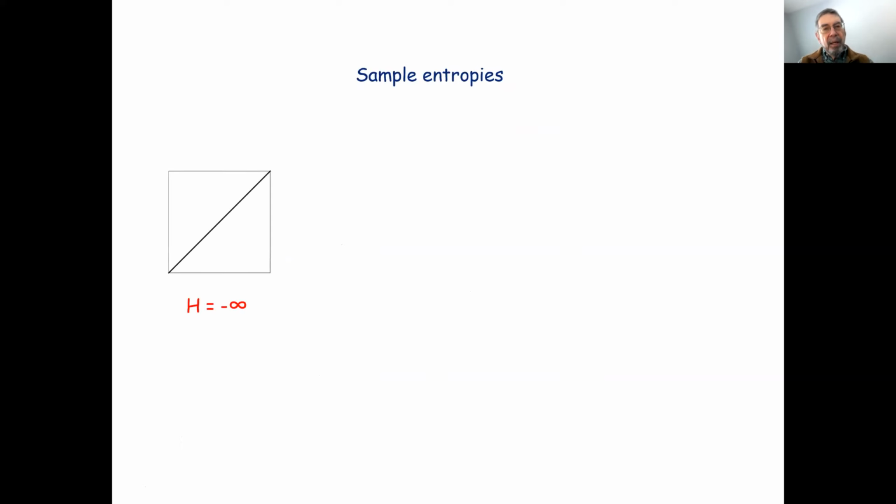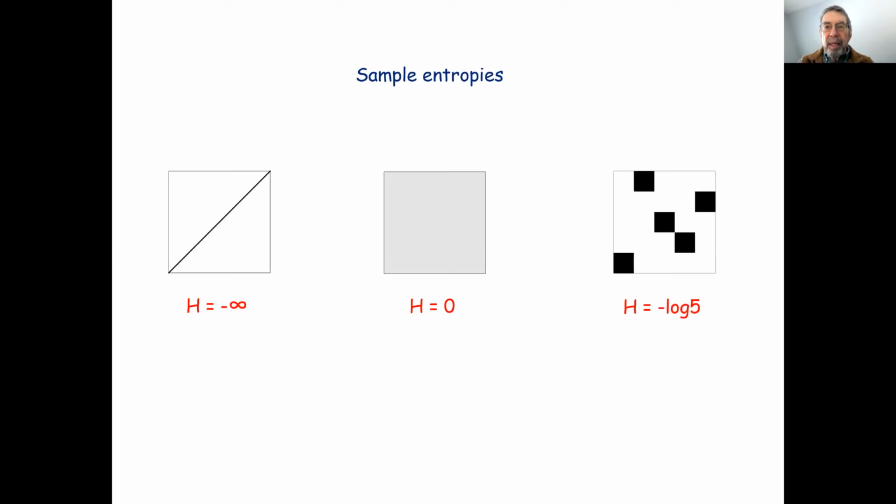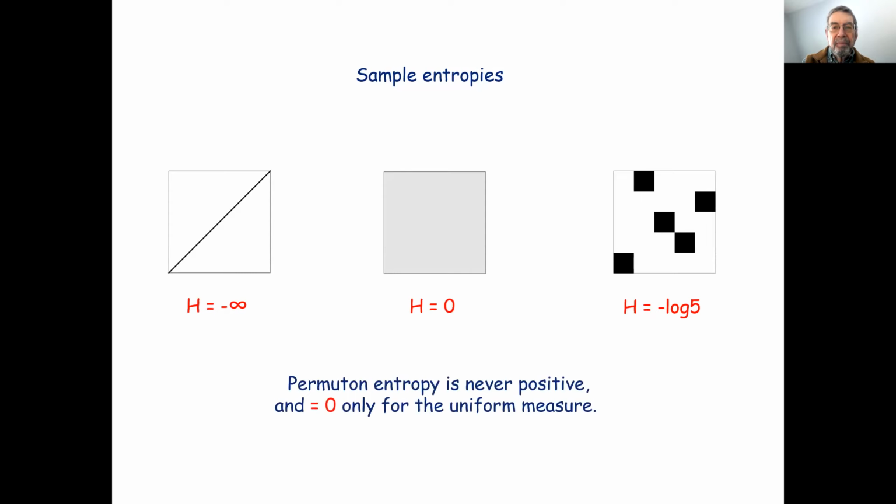Here are some sample entropies. If we take a permuton which is a singular measure, then it has no probability density, and its entropy is minus infinity. So this is the permuton that corresponds to the identity permutation. The uniform probability measure is the only one whose entropy is all the way up to 0. The entropy of the permuton of a permutation of length n is minus log n. The permuton's entropy is never positive, it's only 0 for the uniform measure.